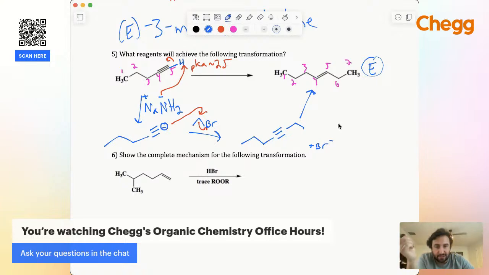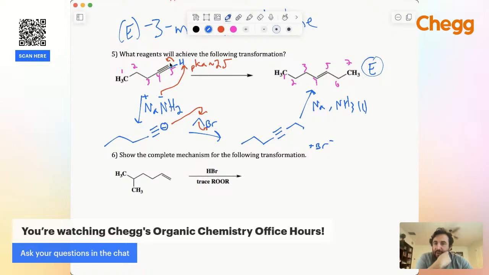You can do Lindlar's catalyst, but that goes to the Z, so that's no good. But what if we do sodium and liquid ammonia? That is going to get us to the E. So that you kind of have to have memorized. It is important to have memorized your conditions for reducing an alkyne to either an alkane or an E alkene or a Z alkene. So that's hydrogen gas over platinum metal, Lindlar's catalyst, or sodium and liquid ammonia. In this case, the third is the one that we wanted because we're going from the alkyne to the E-alkene.